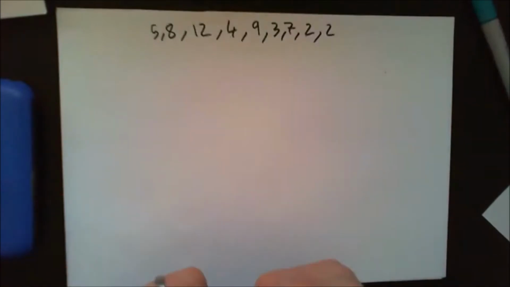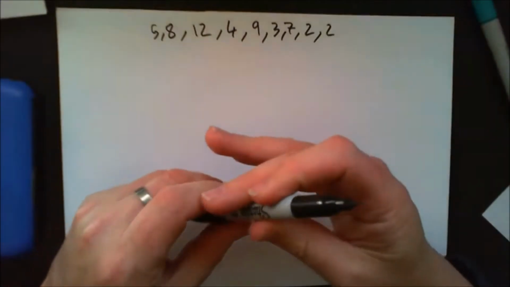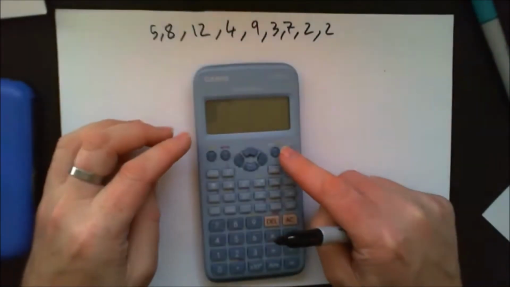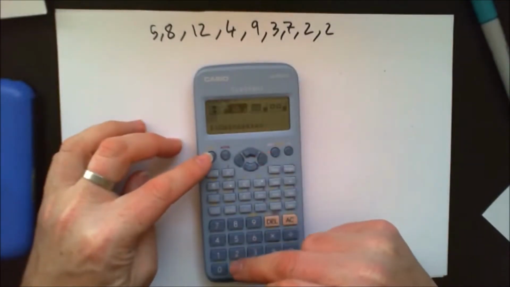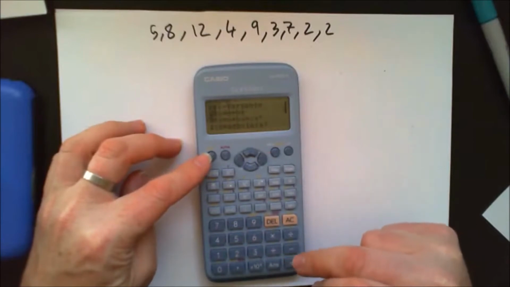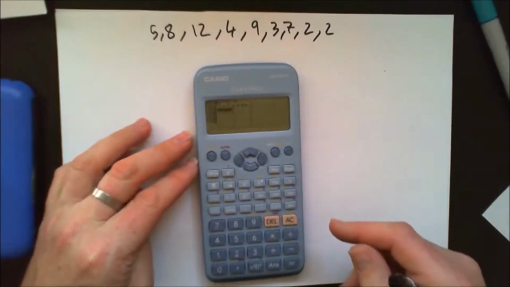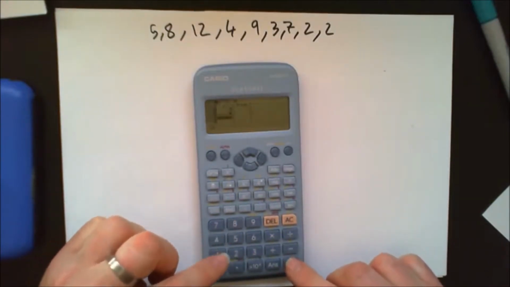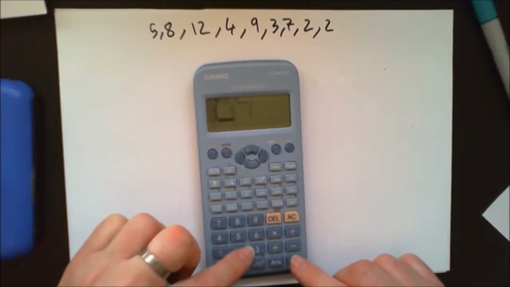So first things first, we have to put them in order. Why do you have to put them in order? Well, you don't have to put them in order if you use a calculator. Let me just tell you that for starters. If you have your calculator, you don't. I'm going to do it without the calculator in a second, but I'm just going to show you.